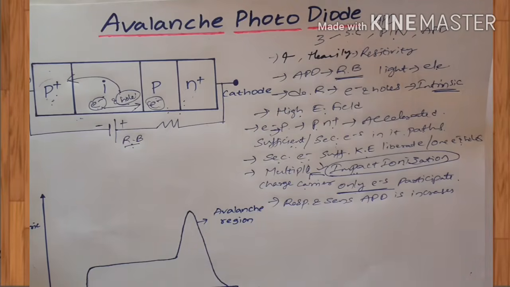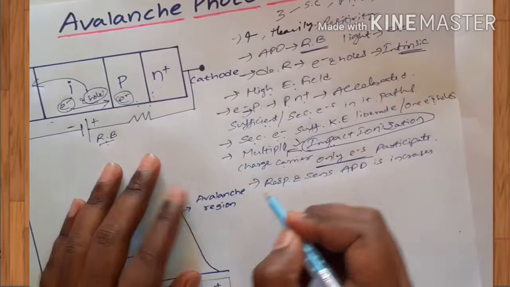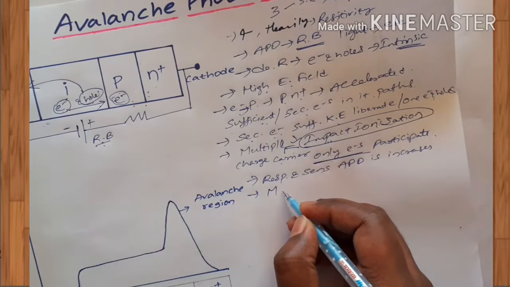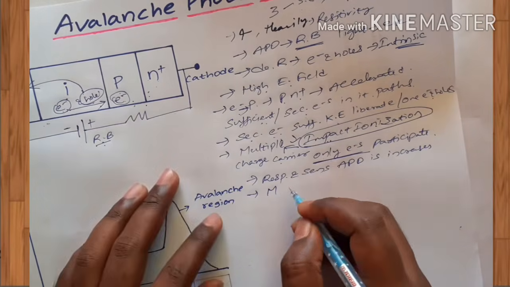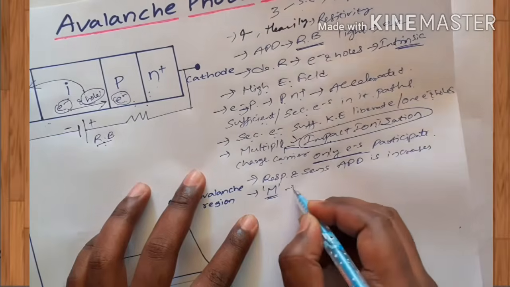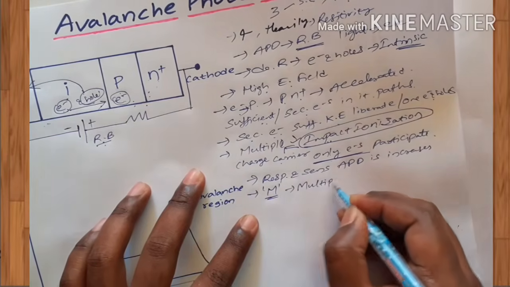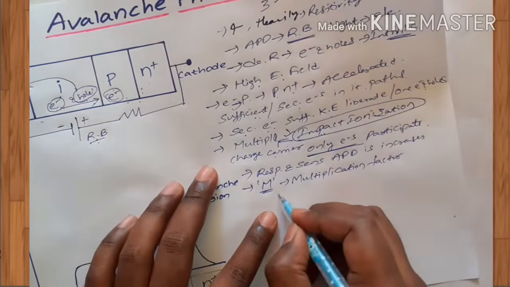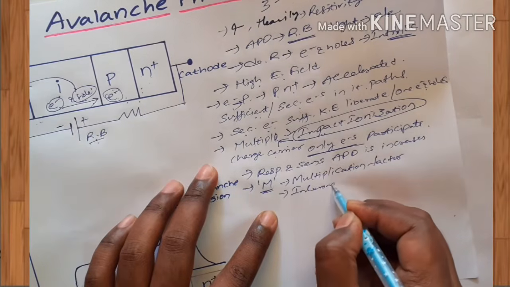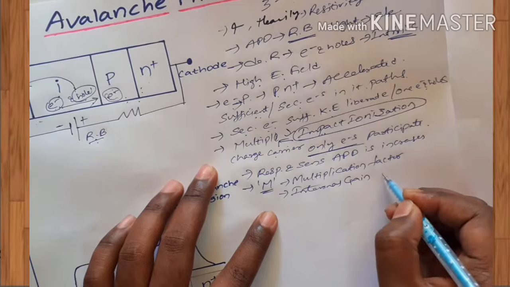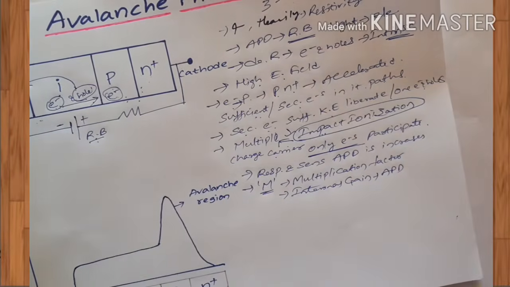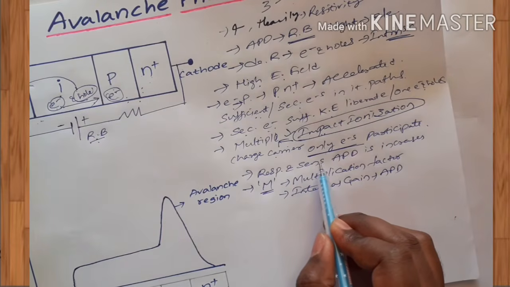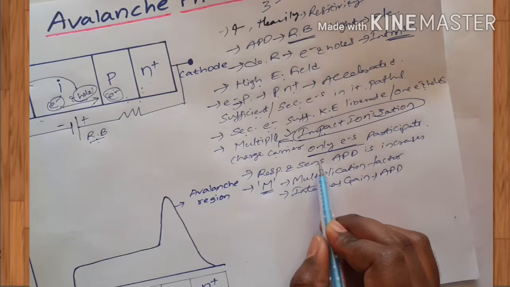As a result of impact ionization, every electron and hole pair will produce on an average m number of electron and hole pairs. This m we call the multiplication factor, and because of it an internal gain happens. Internal gain is generated in the APD, and because of this internal gain the sensitivity and responsivity of the device increase in the case of the avalanche photodiode.